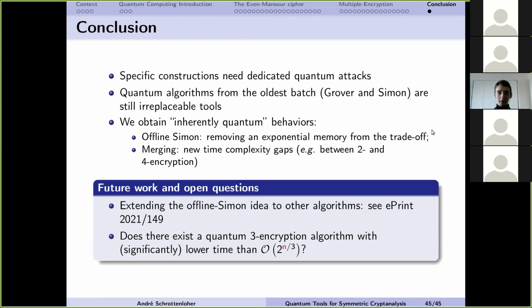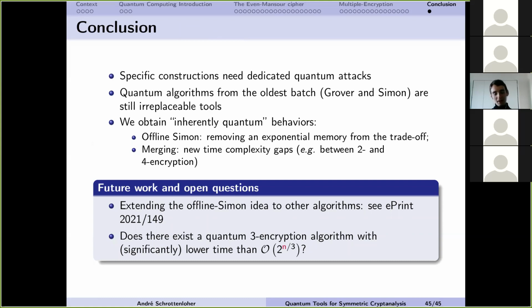For me, one of the prominent examples is in the offline Simon's algorithm, when you have this time-memory trade-off, time-data trade-off, and the memory that exists in the classical trade-off simply slips away in the quantum trade-off. But also the example of merging the 4-key encryption algorithm shows that there are time complexity gaps that do not exist classically, because the time complexity is still stuck at the same as double encryption, and that do exist quantumly. So there are many different things to study yet.